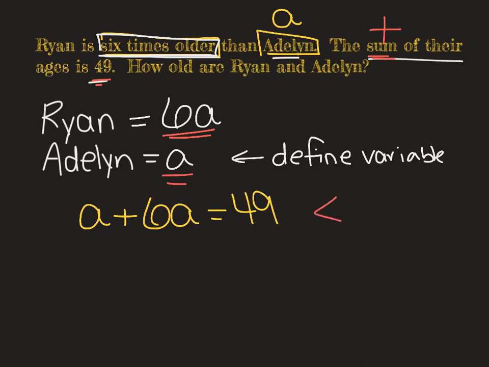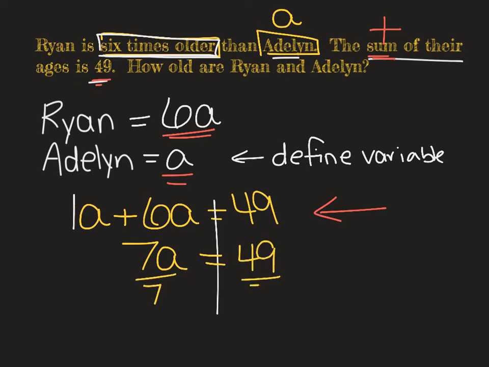Now I've got an equation I can solve. We have A plus 6A equals 49. Remember, A is just like having 1A. We don't usually write that, but we can. That 1A plus 6A makes 7A, and 7A equals 49. To get A by itself, we divide both sides by 7, and we find out that A equals 7.